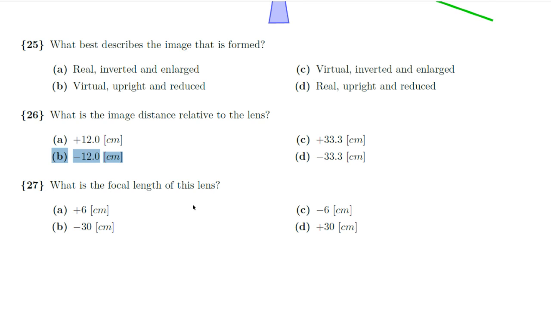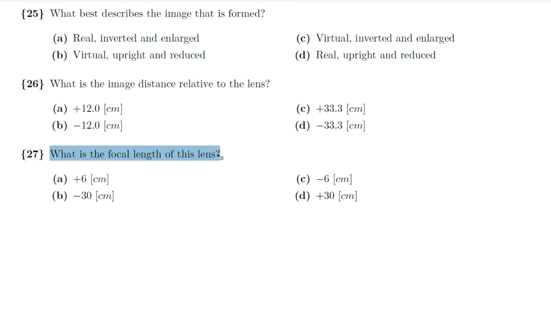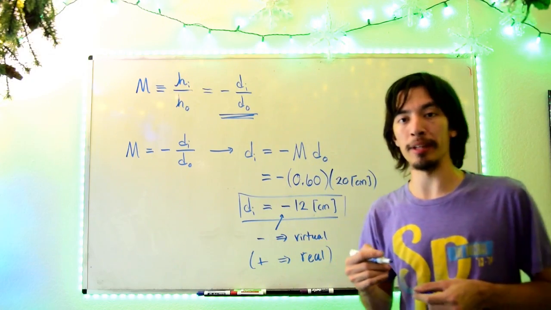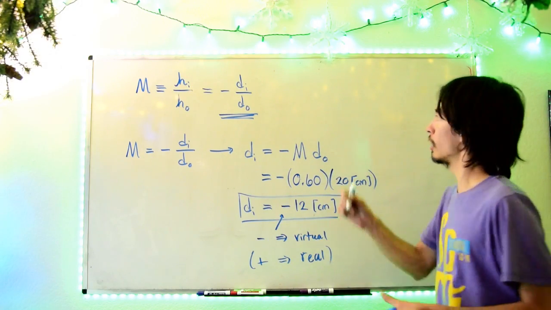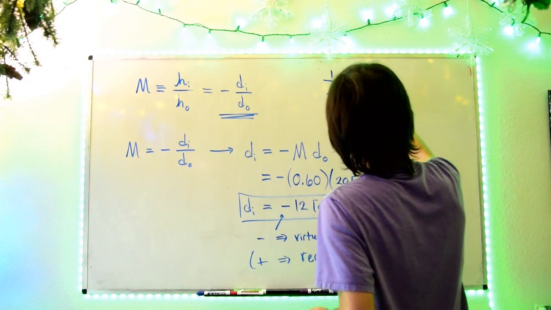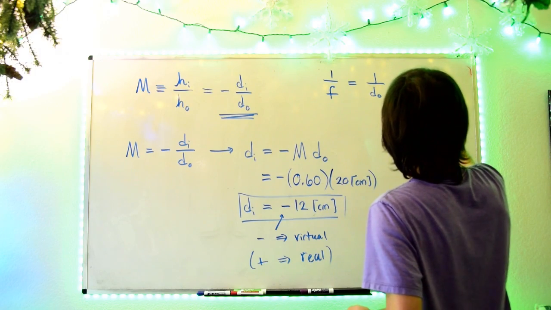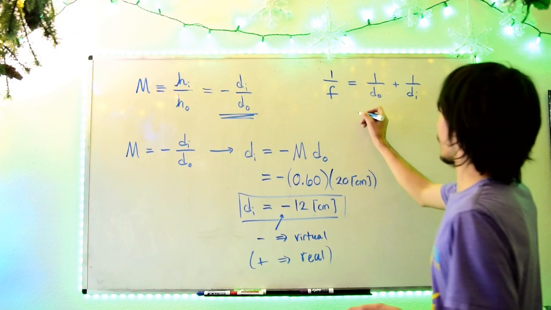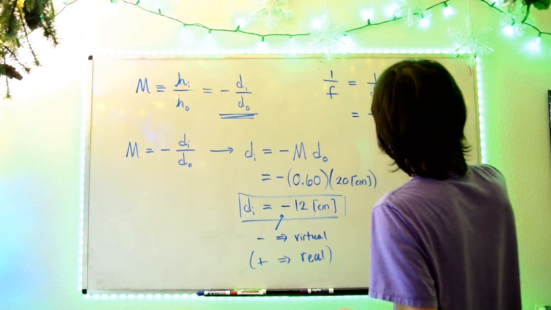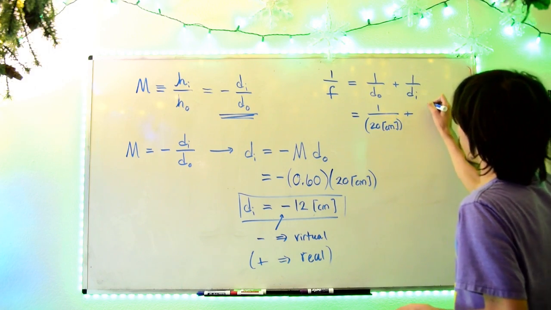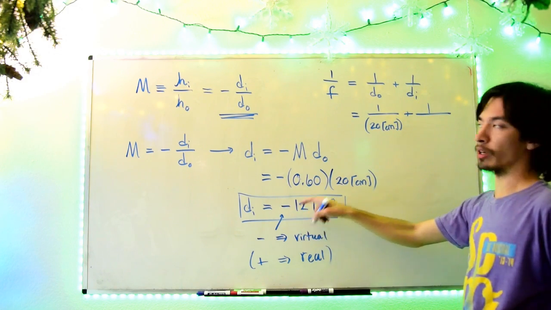And we have our final question here, which is to just find the focal length of the lens. So the focal length of the lens, we have one other equation we can use, which is the lens equation, the same as the mirror equation, which is that 1 over the focal length equals 1 over do plus 1 over di. We have both do and di, so we can plug that in. So it's going to be 1 over positive 20 centimeters plus 1 over di, which we found to be negative 12 centimeters.